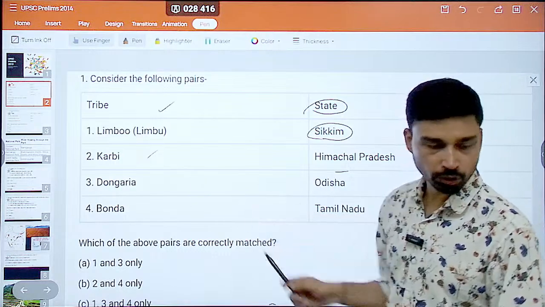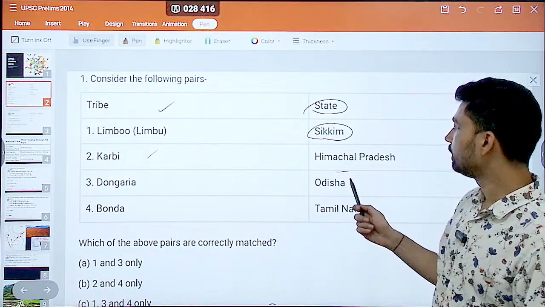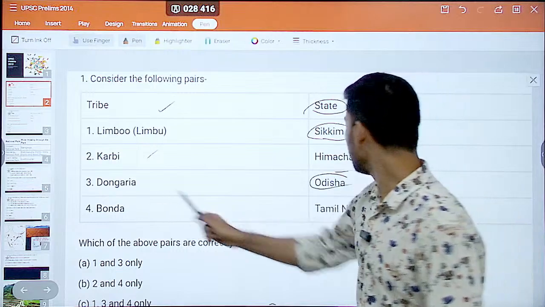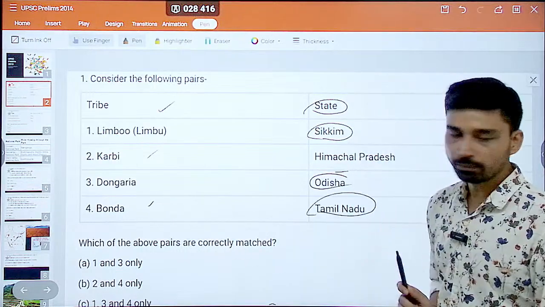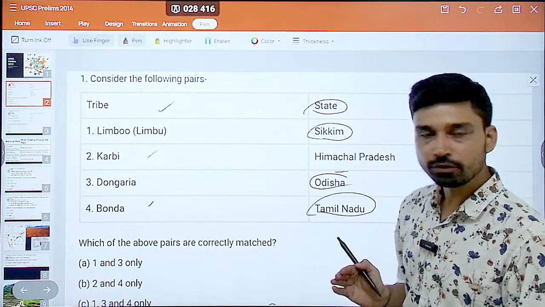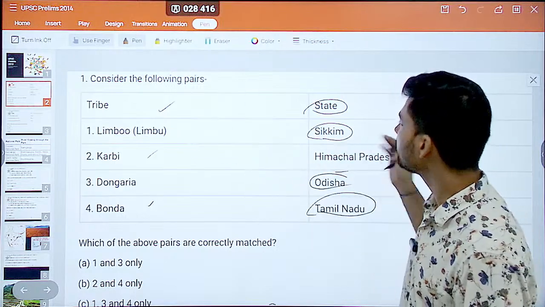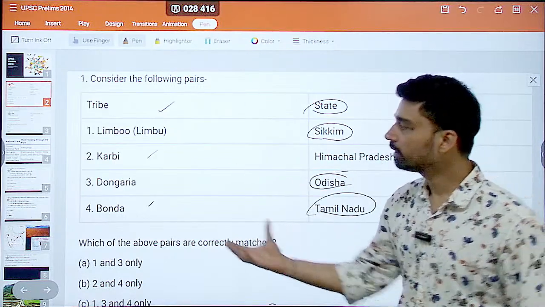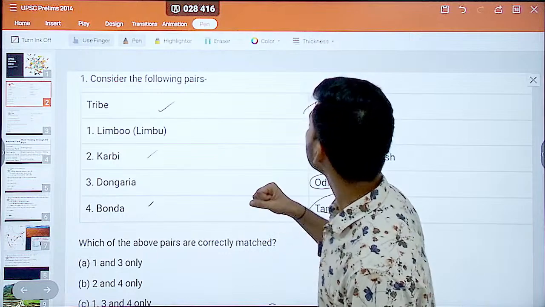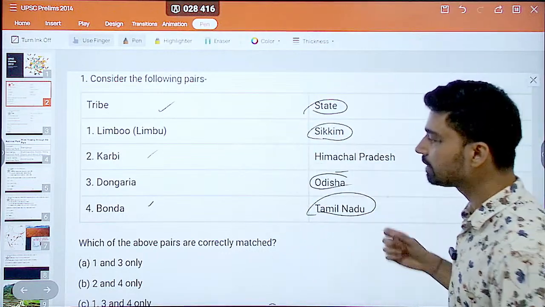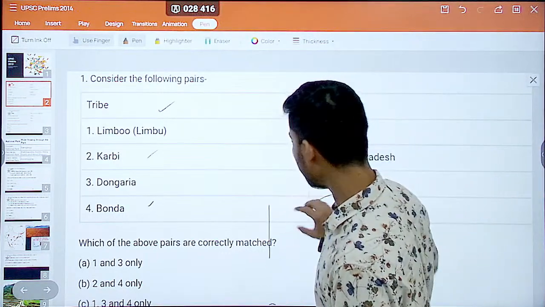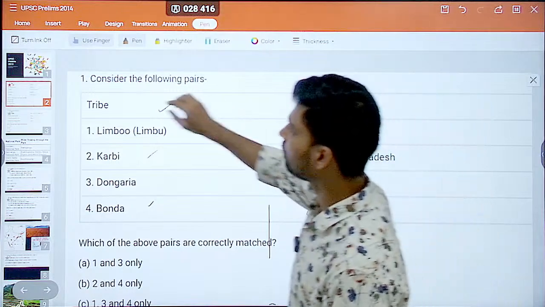Then we have Dongariya tribe that is in the state of Odisha, Bonda tribe that is in Tamil Nadu. So basically we have to understand whether these tribes are residing in these states or not, and whether they are correctly matched or not. So if you look here, Limbu tribe in the state of Sikkim, now that is the correct option basically.